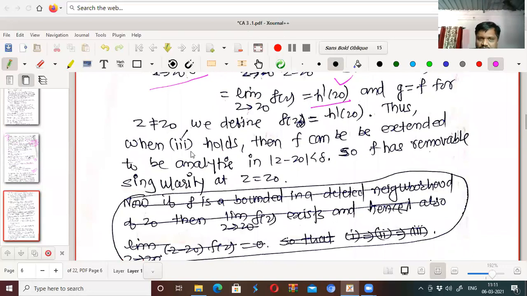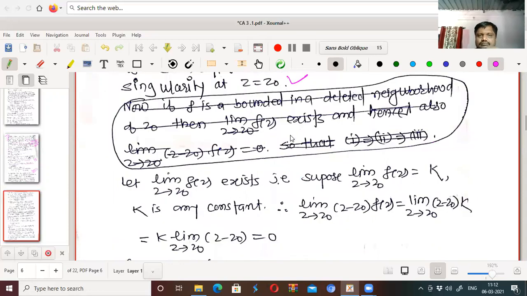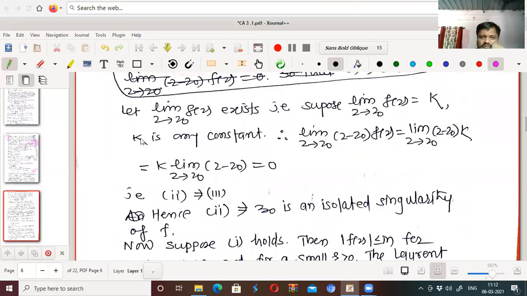Thus, when 3 holds, then f can be extended to an analytic function in the deleted neighborhood. So f has a removable singularity at z equal to z0. It means you can remove the singularity as f is analytic in this whole disk. So we can remove the singularity. If I remove the singularity, then it is called a removable singularity.